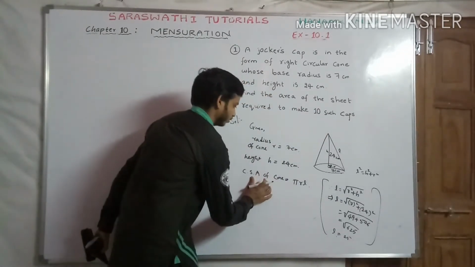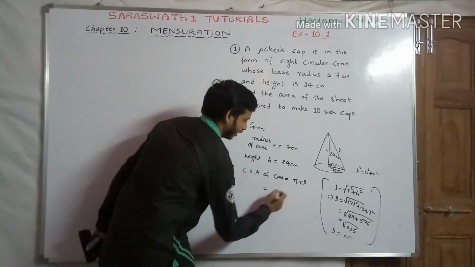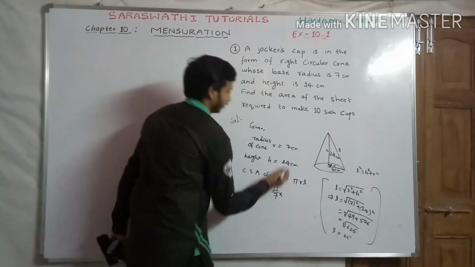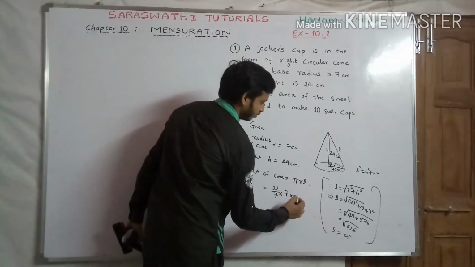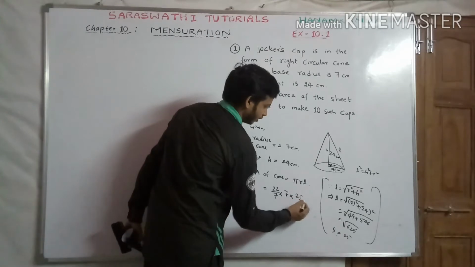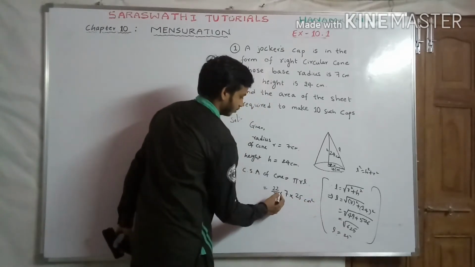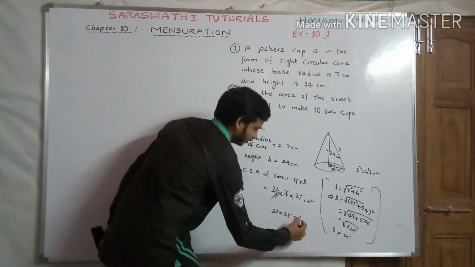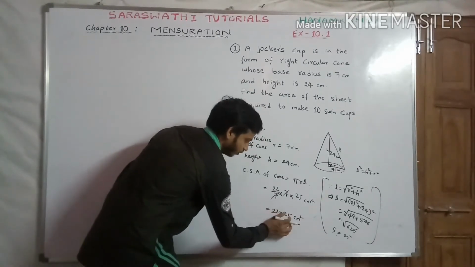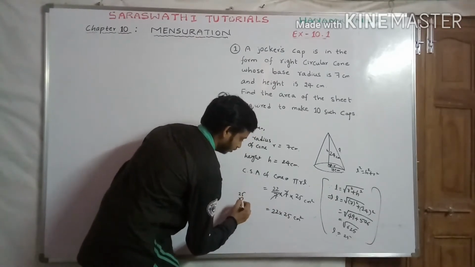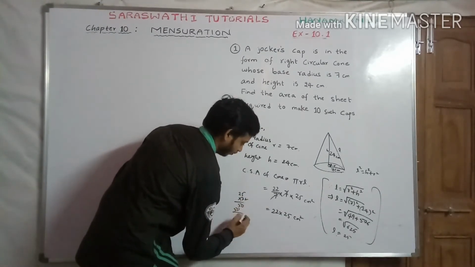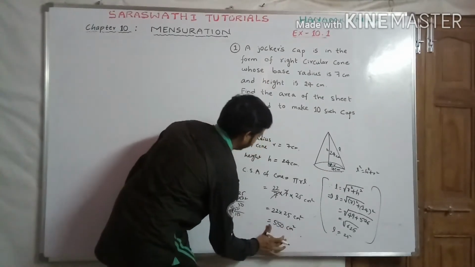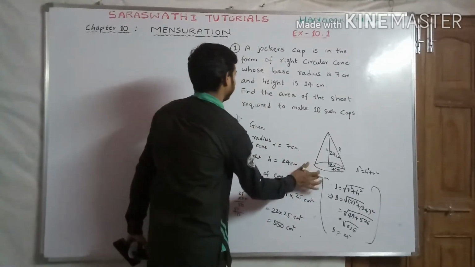Now the curved surface area of the cone is pi R L. Taking pi as 22 by 7, times R, which is 7, times L, which is 25. Centimeter into centimeter is centimeters square. The 7 gets cancelled, so 22 into 25 centimeters square, which is 550 centimeters square. This is the area required to make only one cap.